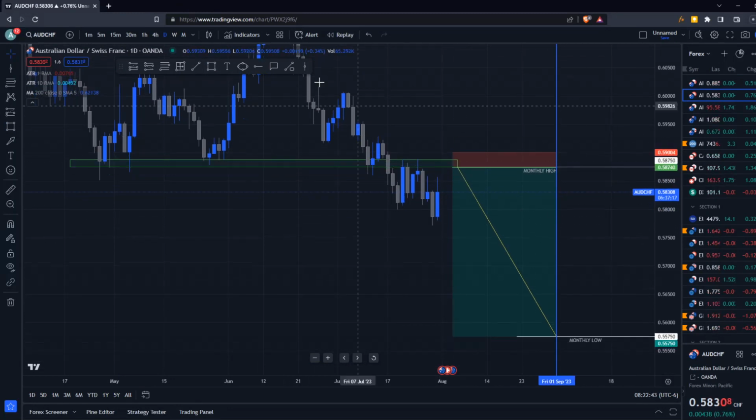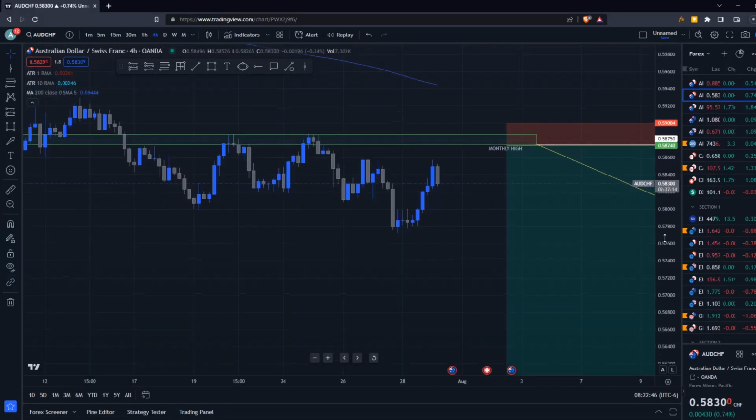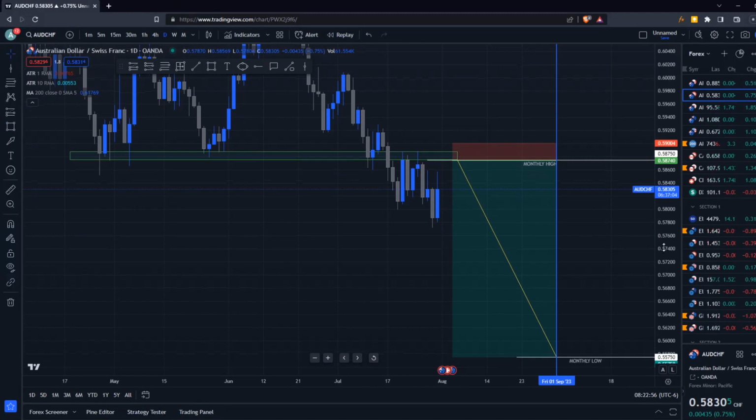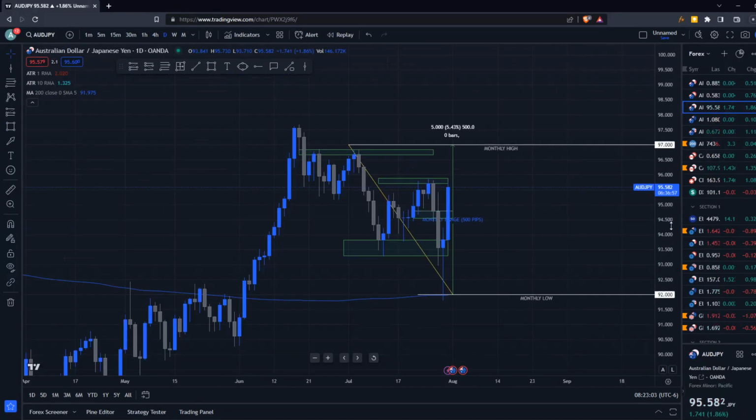So we'll just wait. If we have to readjust in a couple of days, and it's not going to make it up to this high, it breaks this area, we'll enter on the downside. As it's moving down, we'll just catch it on the way down instead of waiting for it to come up. So that is Aussie Swiss. Okay, this is great.